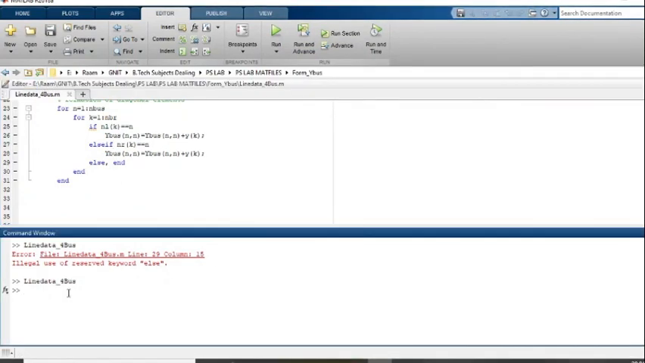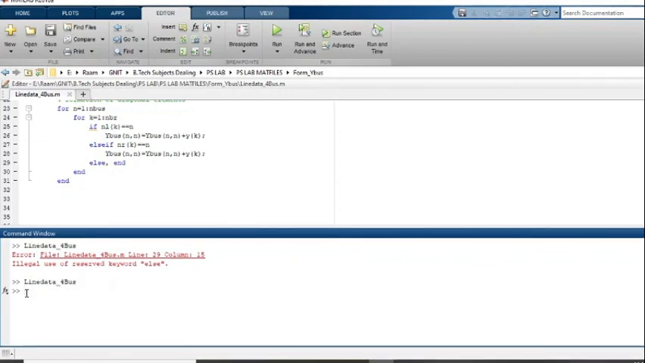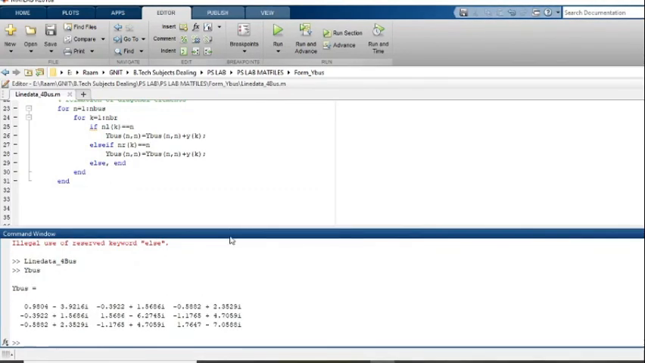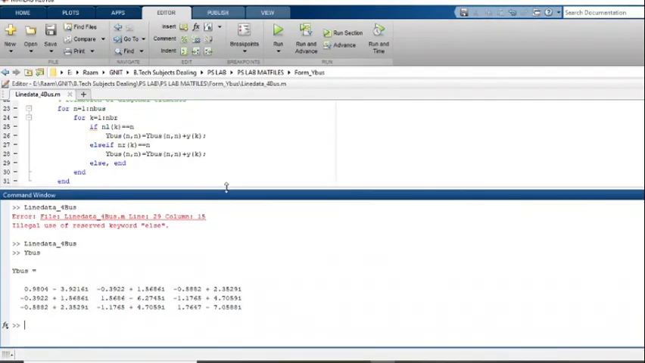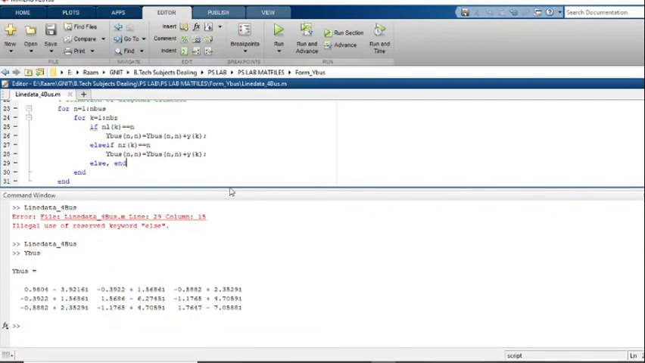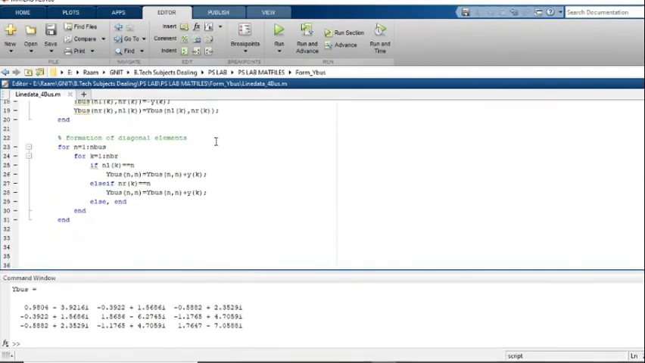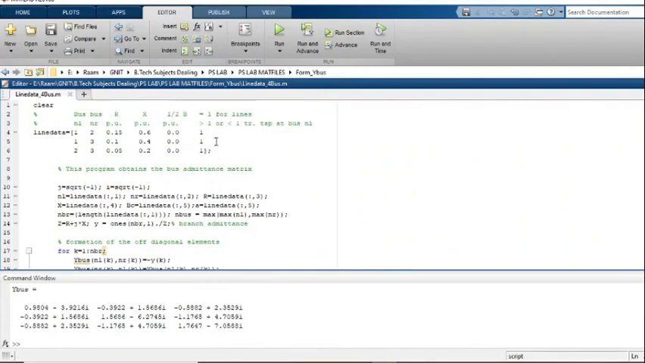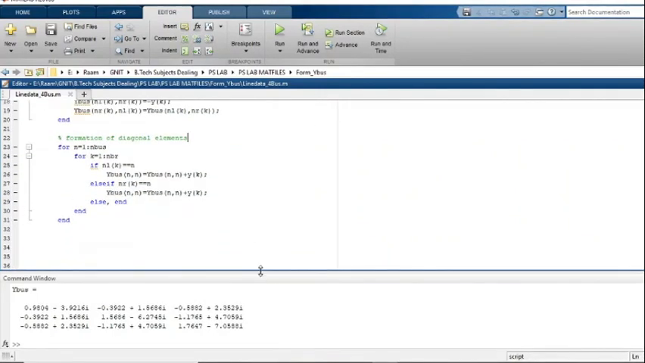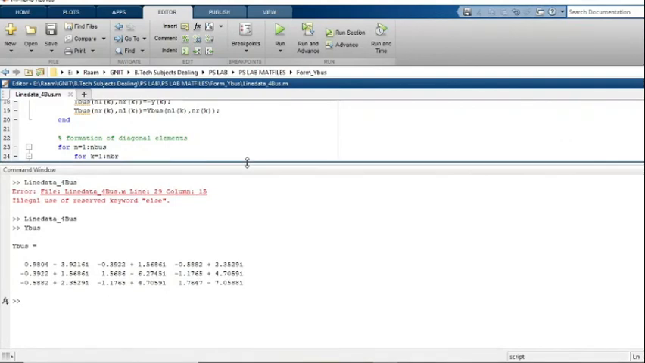So in the command window, it will show you the name of the file. Okay, then it will not get the result by itself. You need to type ybus and press enter. So it will show you the result. This is the result of Y bus from the program we have written. We'll verify this result with the theoretical one.